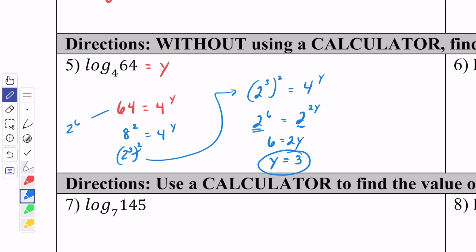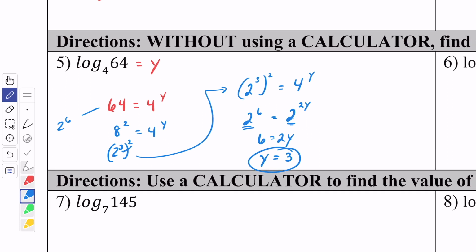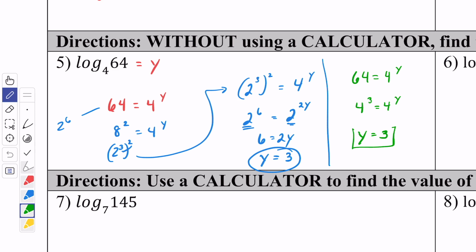Probably could have done this way easier. I went all the way down to base 2. So much quicker. This happens. 64 equals 4 to the y. I should have just recognized that as 4 cubed equals 4 to the y. Now I could equate exponents and I get y is 3. I flip-flopped it there, but 3 equals y, so y equals 3.